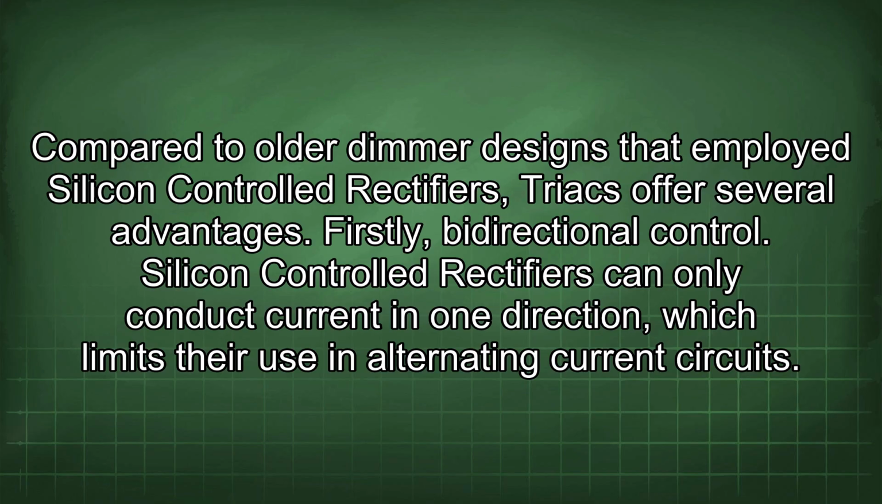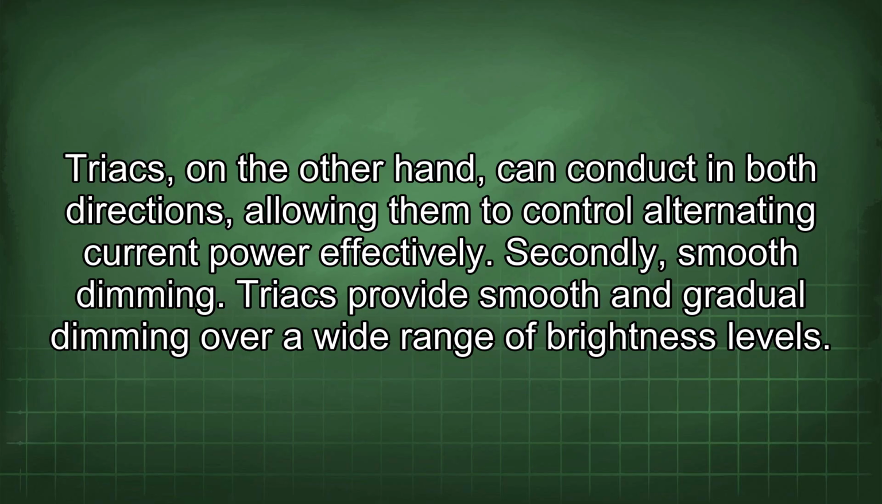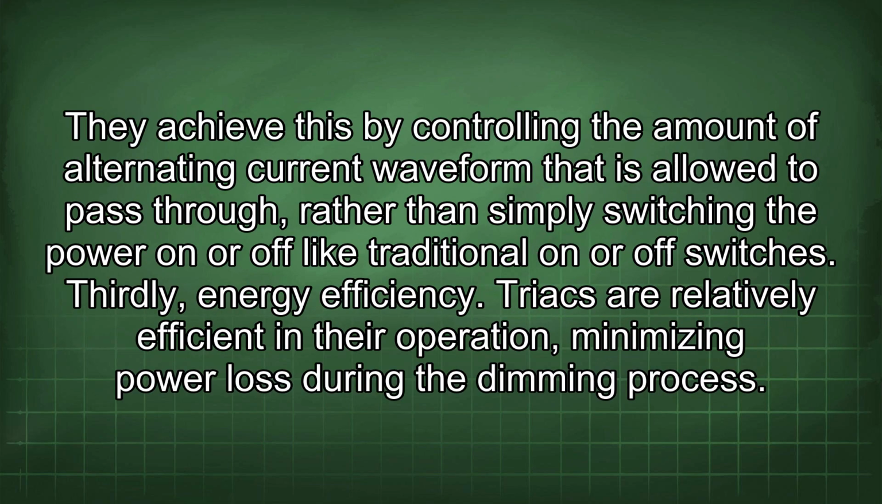Compared to older dimmer designs that employed silicon-controlled rectifiers, triacs offer several advantages. Firstly, bidirectional control. Silicon-controlled rectifiers can only conduct current in one direction, which limits their use in alternating current circuits. Triacs, on the other hand, can conduct in both directions, allowing them to control alternating current power effectively. Secondly, smooth dimming. Triacs provide smooth and gradual dimming over a wide range of brightness levels. They achieve this by controlling the amount of alternating current waveform that is allowed to pass through, rather than simply switching the power on or off like traditional on or off switches.